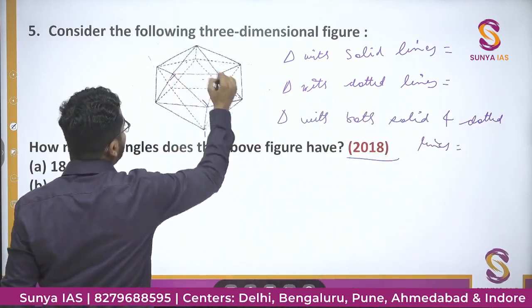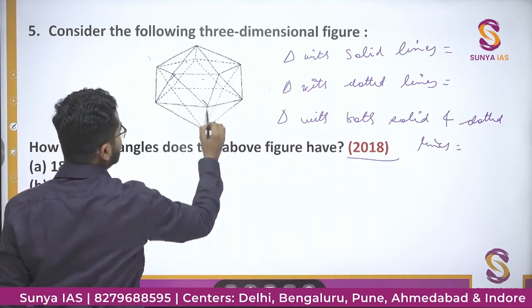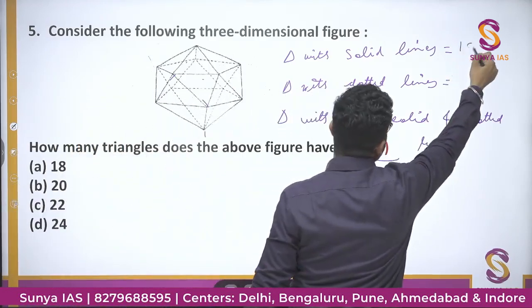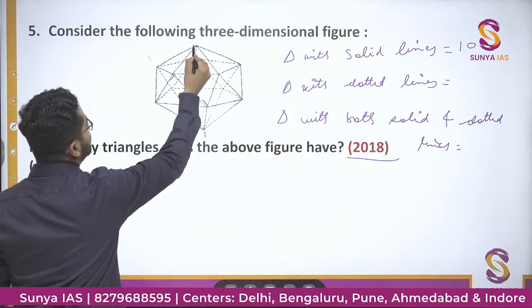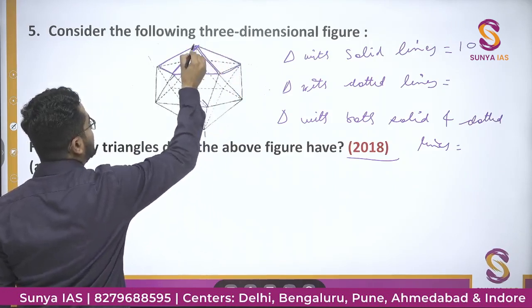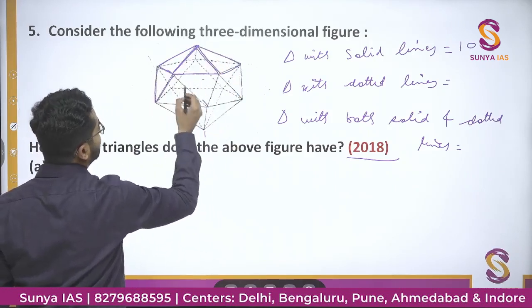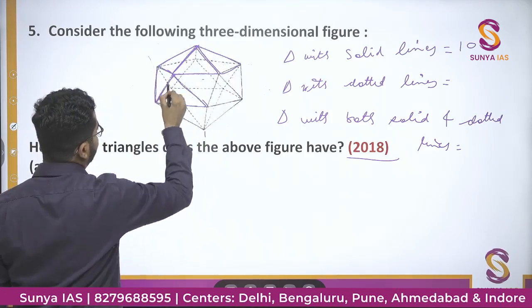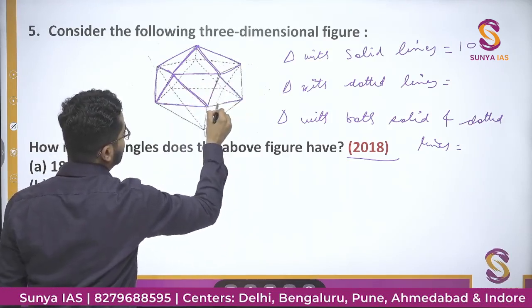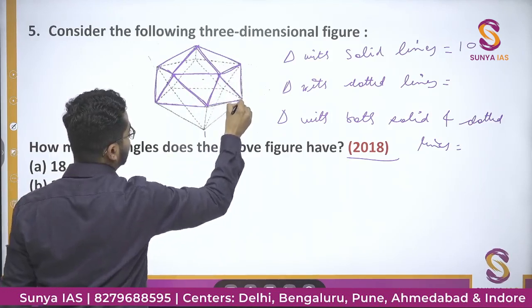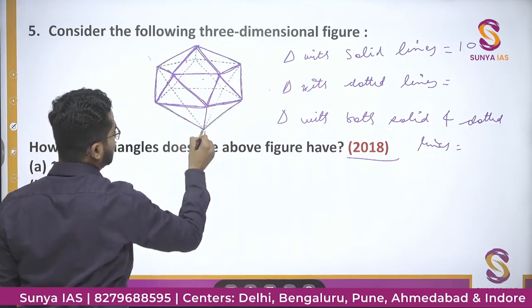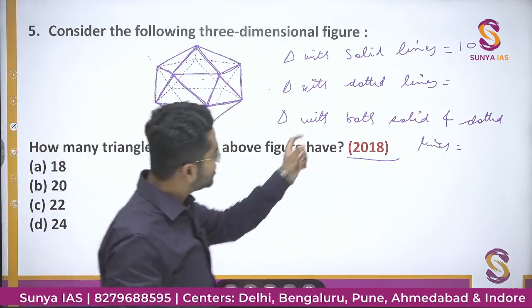This is 1, 2, 3, 4, 5, 6, 7, 8, 9, 10. Koi dikkat isme? Phir se dekho, dotted line. If this is 1, 2, 3, 4, 5, 6, 7, 8, 9, this is 10. So these are 10 triangles with solid lines.